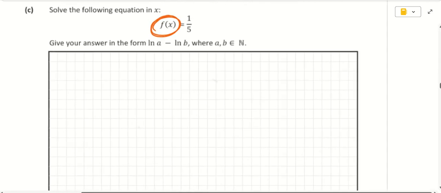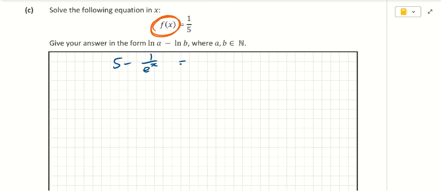So let's just zoom back in so I can actually write. So you'll have 5 minus 1 over e to the x is equal to 1 over 5. Okay, and you'll see your form will have to be ln something. So remember, ln is the same thing as log to the base e. So just remember that.